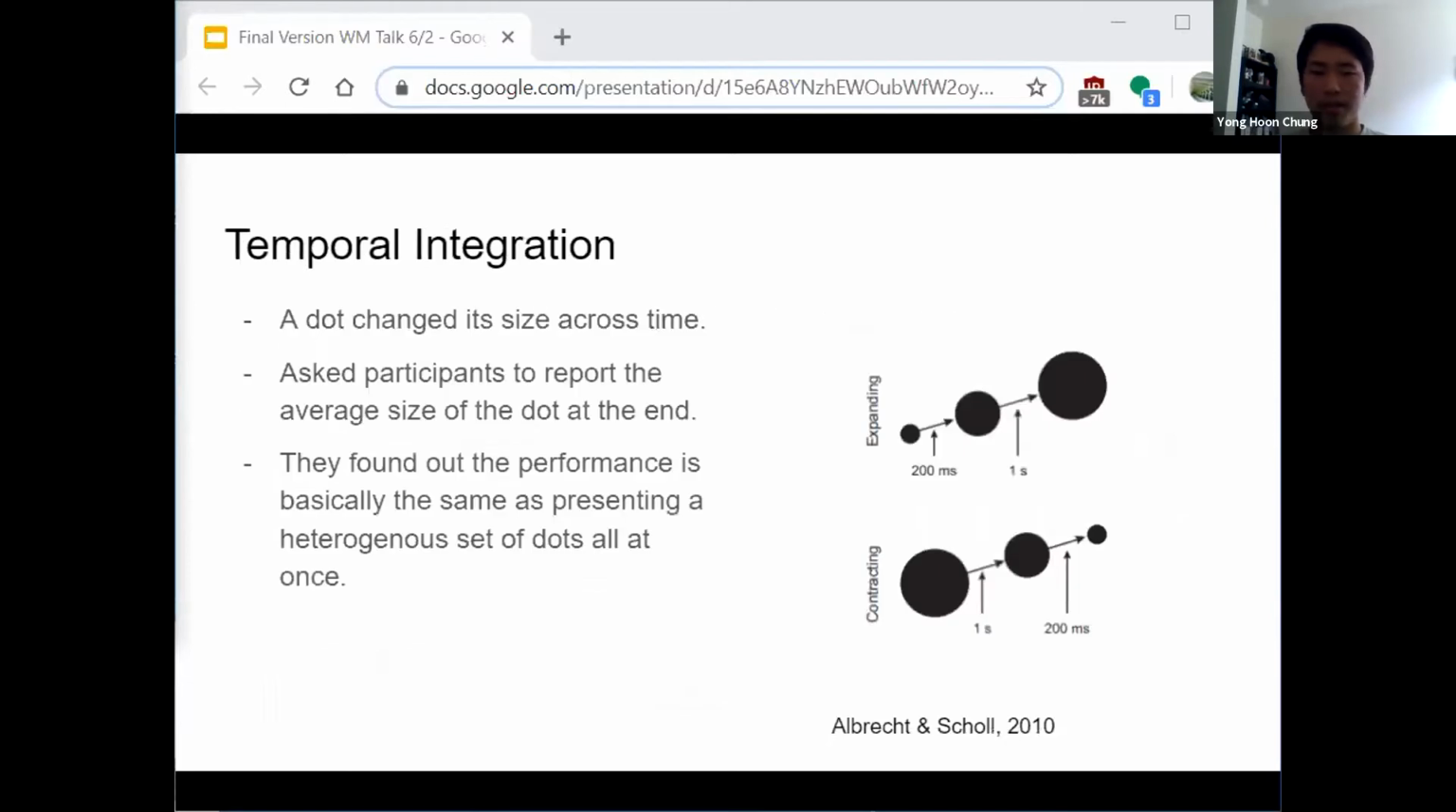There's also work on temporal integration. This study showed participants a dot that is changing its size across time, and as participants reported the average size of the dot at the end, they found the performance is basically the same as presenting many different size dots all at the same time. So they found that people are able to temporally integrate the information.